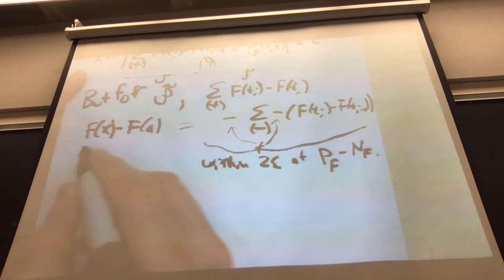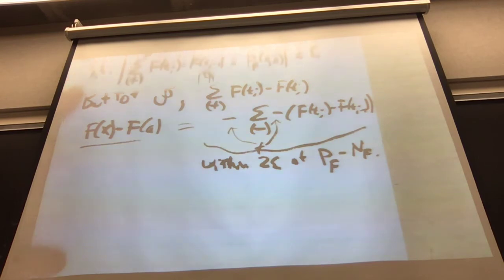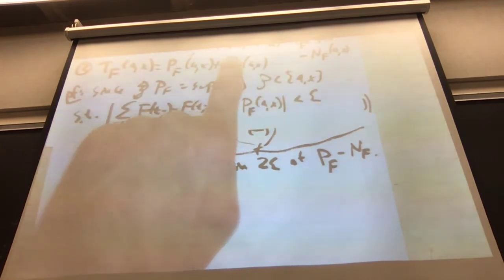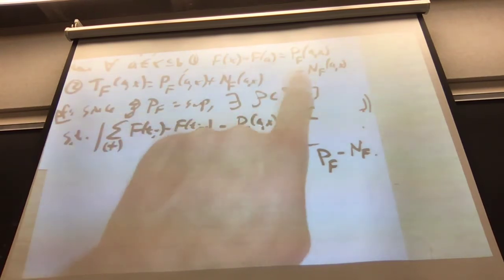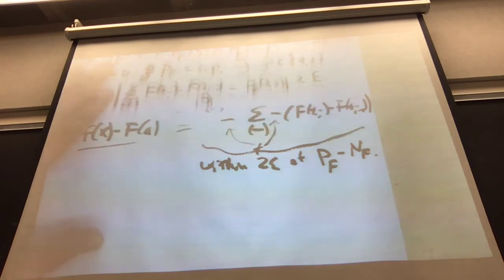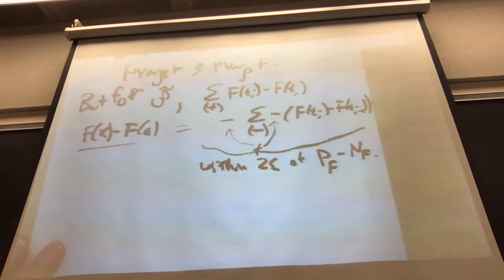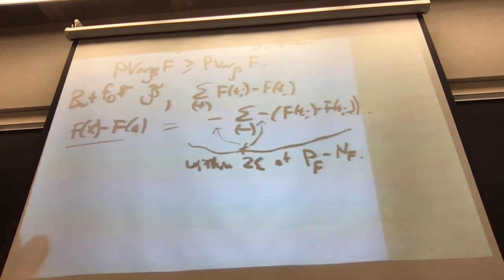And so is this. Okay? So that proves that f of x minus f of a is the difference of the positive and negative variations. Are we happy with this?